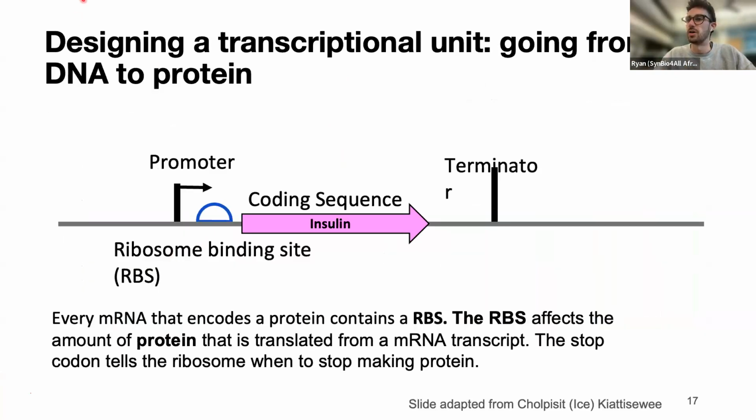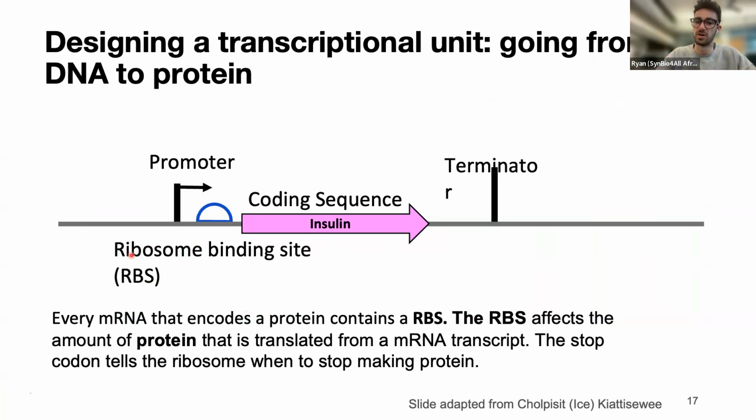Okay, so once you have a promoter and a terminator, you need what's called a ribosome binding site, or an RBS. Basically every mRNA that encodes a protein contains an RBS, and this RBS affects the amount of protein that's translated from an mRNA transcript. This is an important part across all parts of biology.